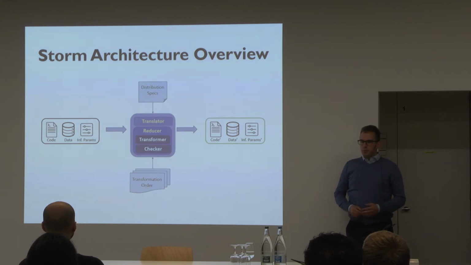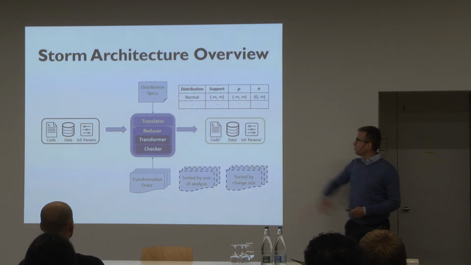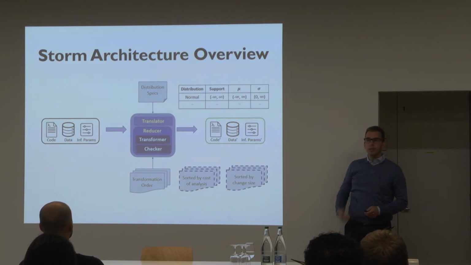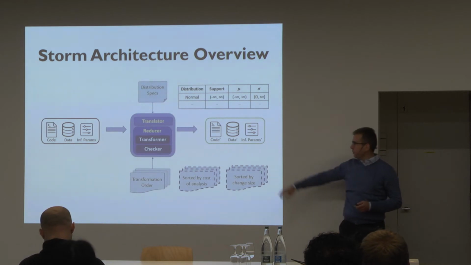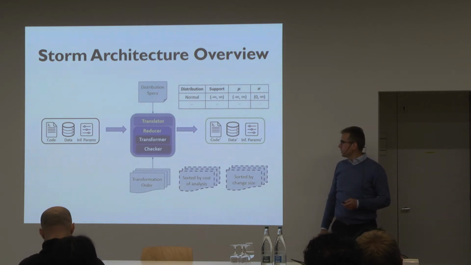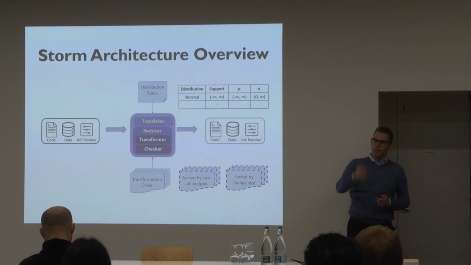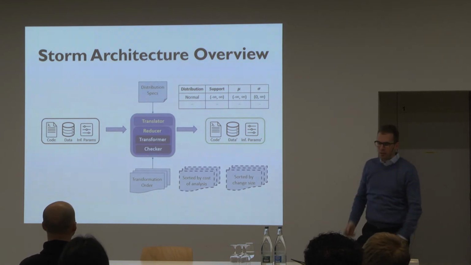What is the architecture of Storm? Well, it follows the same line of thought as ProbFuzz. It takes properties of distribution specifications, and it also defines transformations that deal with probability distributions and parameters. I'll come to that later. It also specifies different transformation orders, like sorting by cost of program analysis, or probabilistic then standard, or standard then probabilistic, or some combination thereof.